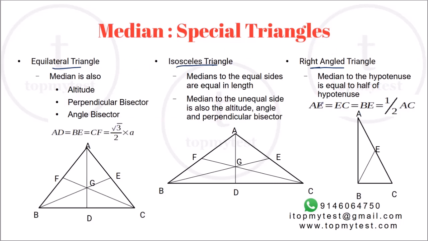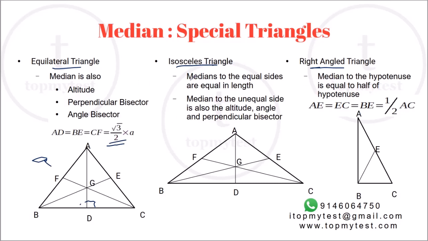So medians, when applied to these: for an equilateral triangle, the median is also the altitude, perpendicular bisector, angle bisector, symmetrical figure, right? So if the side of the equilateral triangle is A, then the length of each median will be √3 by 2 times A, right?